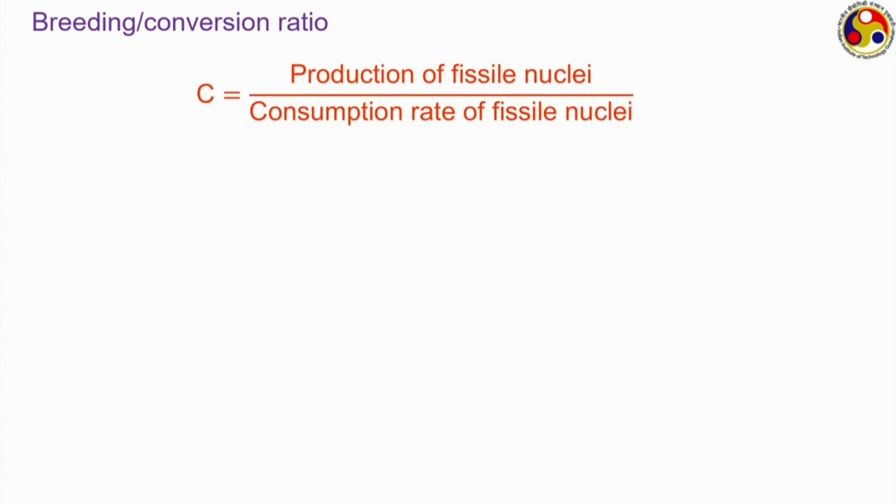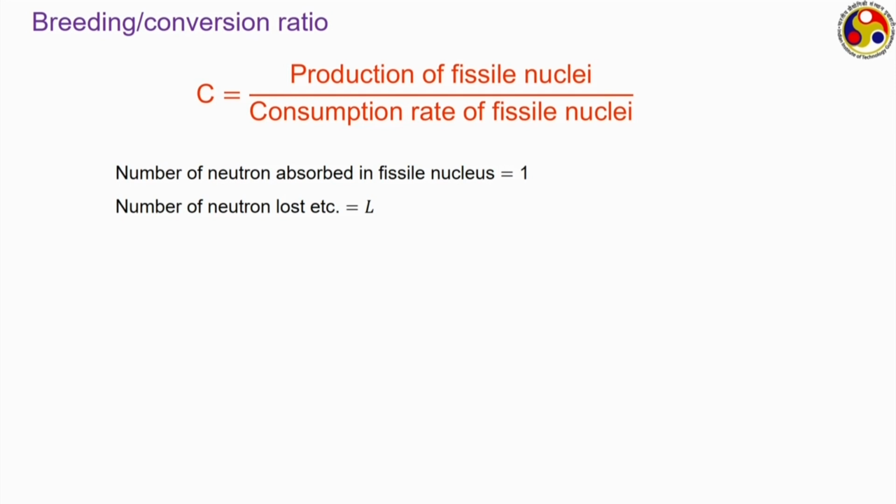In order to quantify this process of breeding, we define something called the breeding ratio or conversion ratio. Conversion ratio is defined as is written on the screen: production rate of fissile nuclei divided by consumption rate of fissile nuclei. Let us consider a situation where a single neutron has been absorbed in the fissile nucleus. So, the total number of neutrons produced because of this fission will be equal to eta, because eta represents the total number of neutrons produced per neutron absorbed.